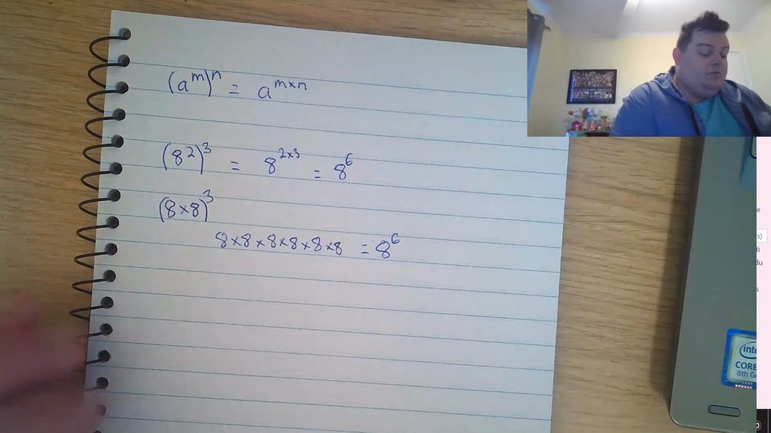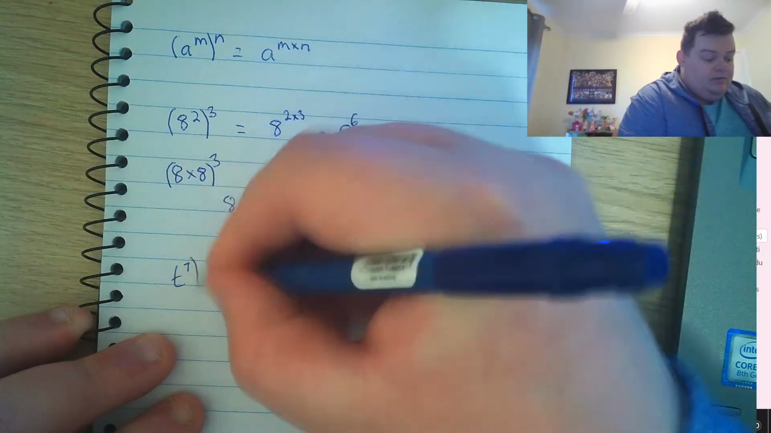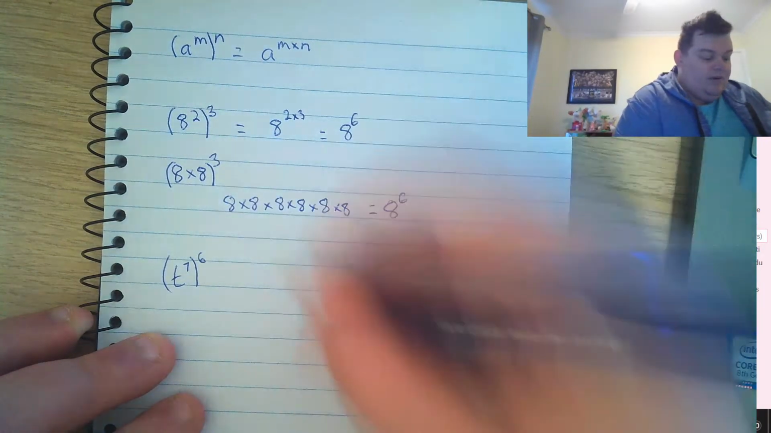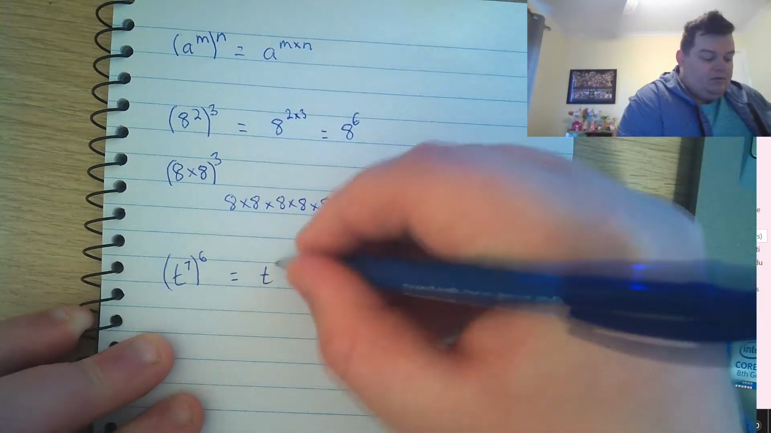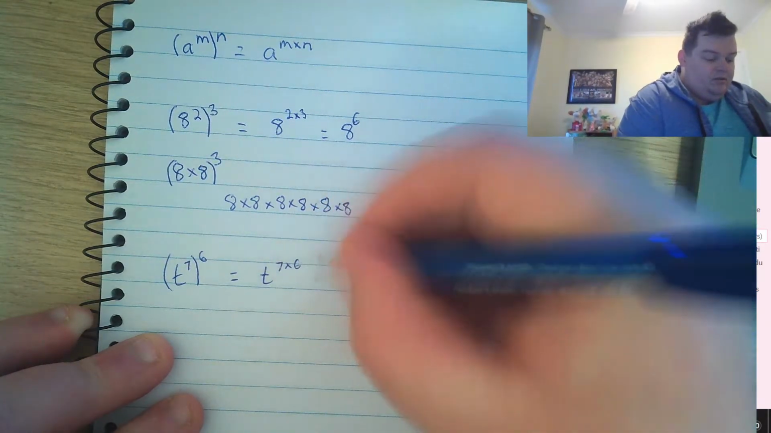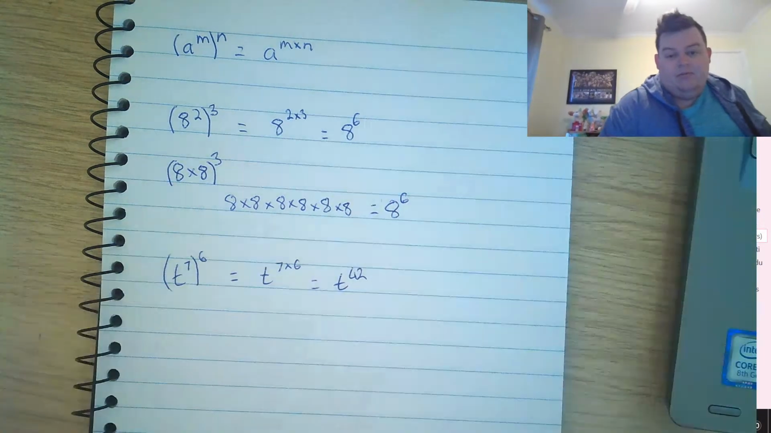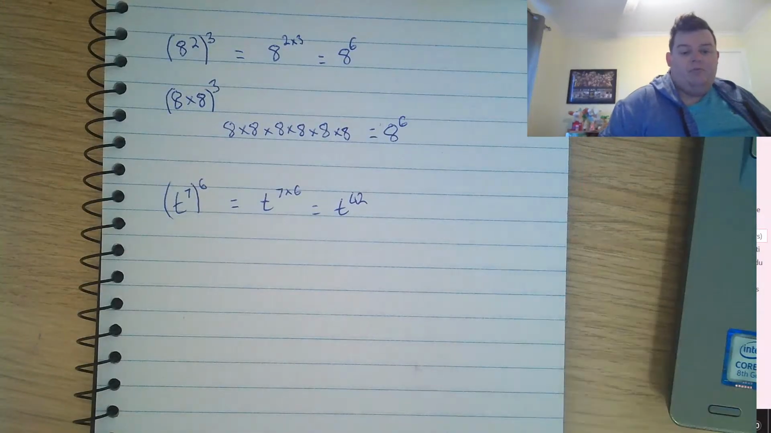So I'll do a couple more examples. If we had 2 to the power of 7 raised to the power of 6, I'm not going to write this one out because it's going to be way too big. That equals 2 to the power of 7 times 6, which equals 2 to the power of 42. And you can see why I didn't want to write all that out. Now I'll do an example from today's exercise, just because it's a little bit harder.